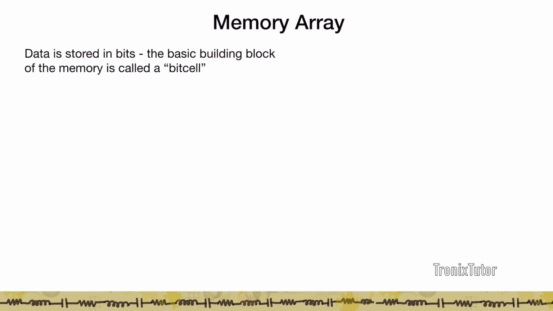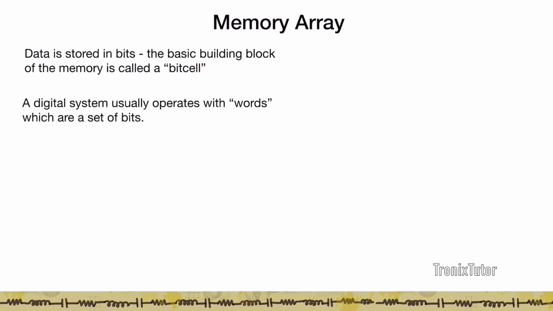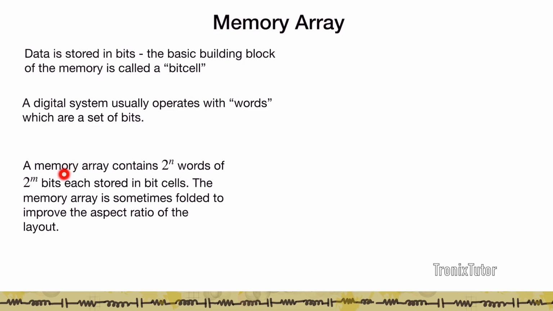Now, let's look at a typical memory array. In a typical memory array, the data is stored in bits, and the basic building block of the memory in which the data is stored is known as a bit cell. A digital memory or system usually operates with words, which are nothing but a set of bits. Any memory array would typically contain 2 to the power n words made up of 2 to the power m bits. Each bit, a 1 or 0, would be stored in a bit cell. And sometimes to improve the aspect ratio, we fold memories.